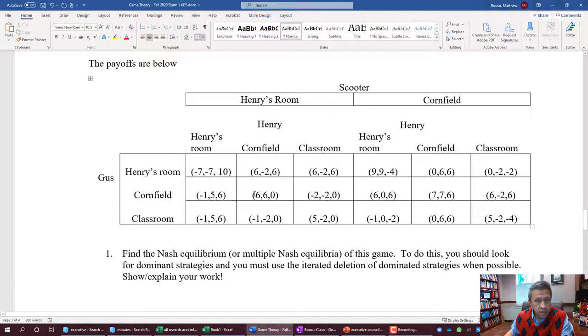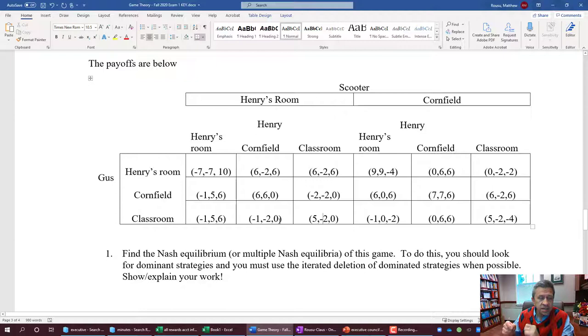So Henry's room is not dominated by the classroom either, or vice versa. Cornfield and the classroom: -1 versus -1, 6 is greater than -1, so perhaps classroom is dominated by cornfield. But if Henry chooses the classroom and Scooter chooses Henry's room, Gus would rather go to the classroom than the cornfield. Therefore, neither of these are dominated by the other. Gus initially has no dominated strategies.